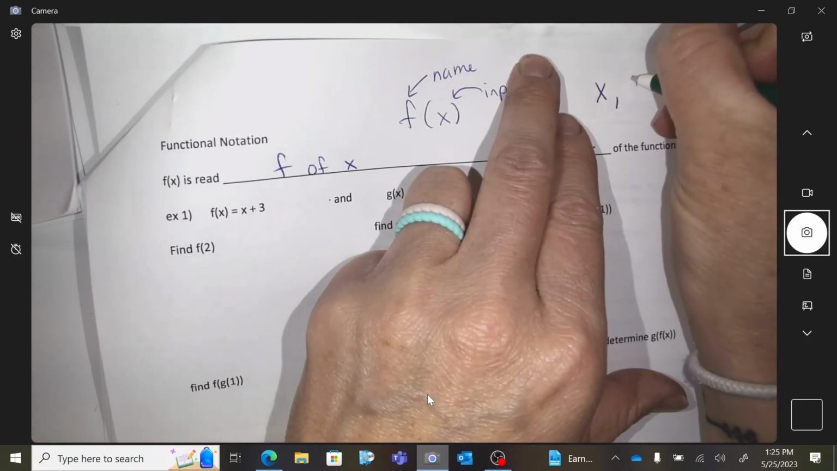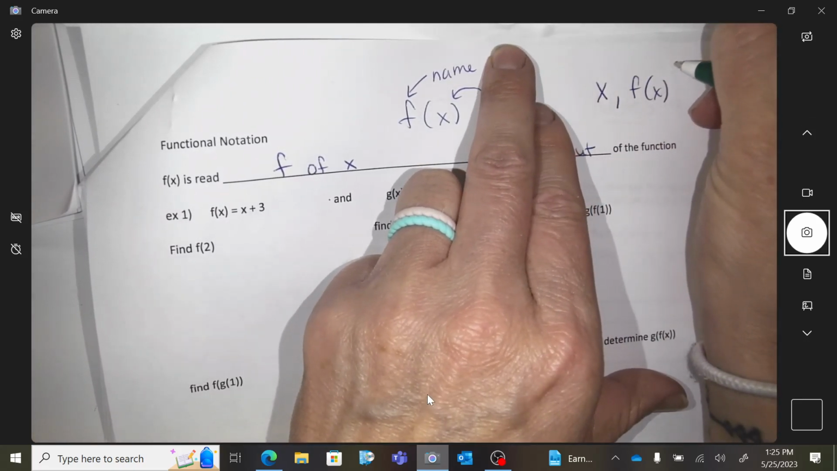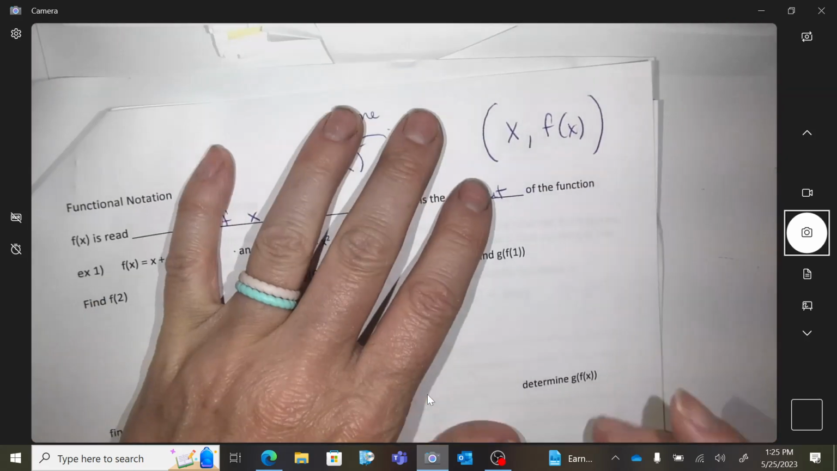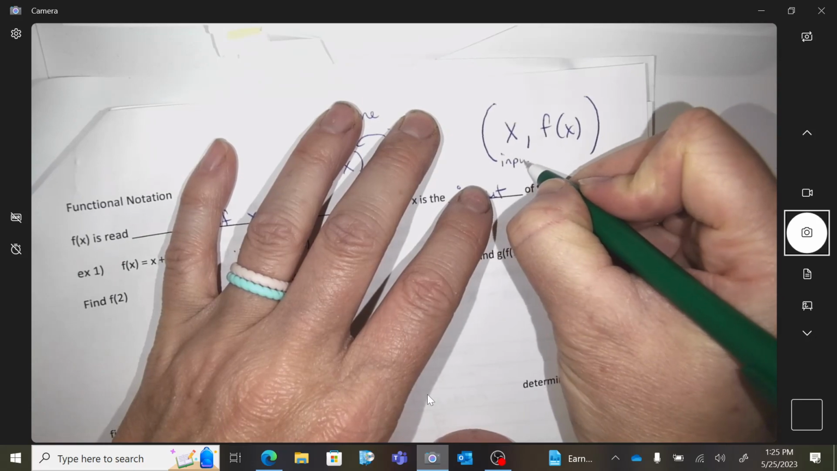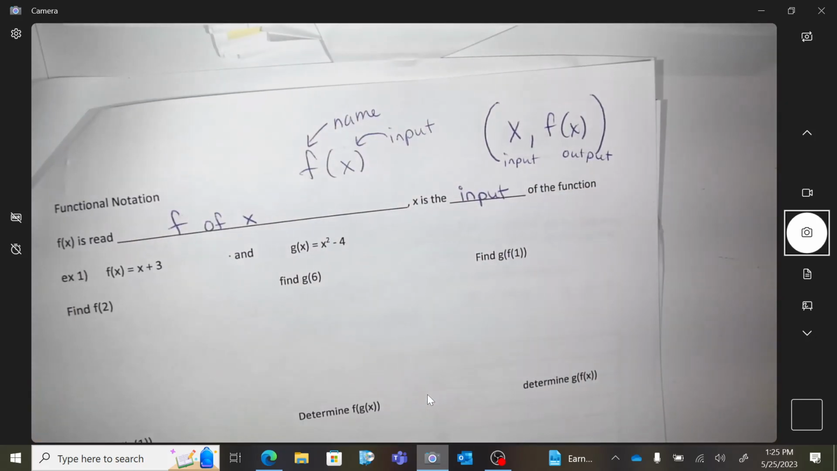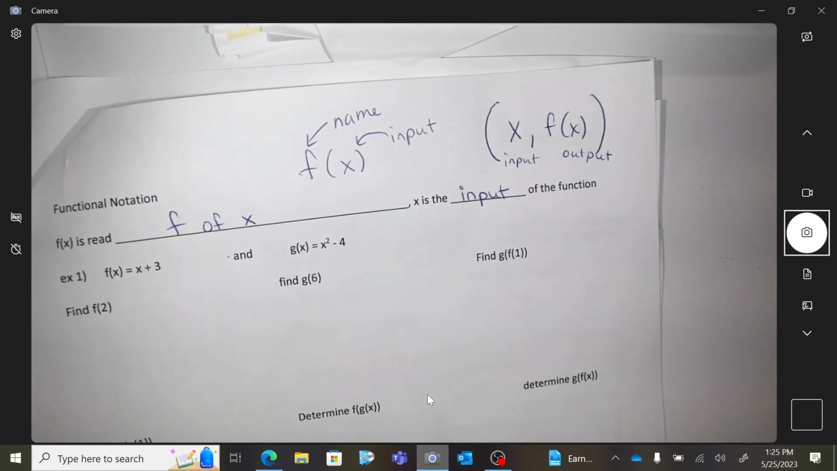So the coordinate would look like this: input, output. Do you understand math equations are all about input, output? You input, you plug in, it equals something, that's the output.